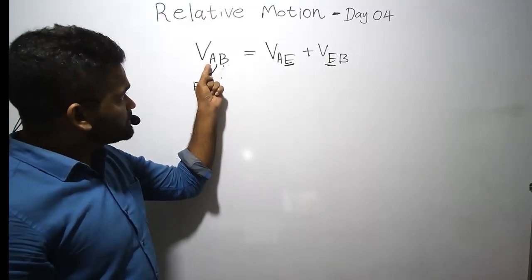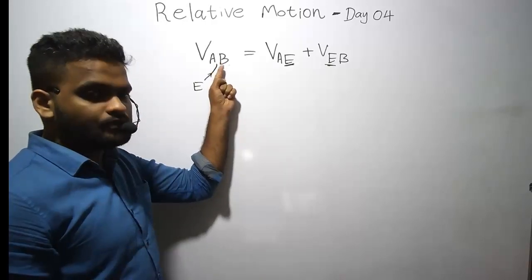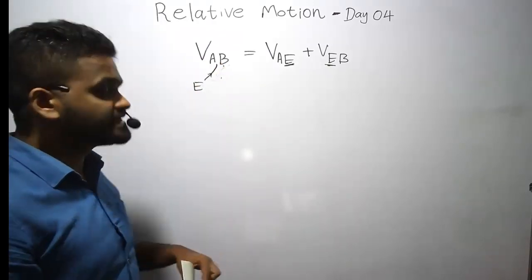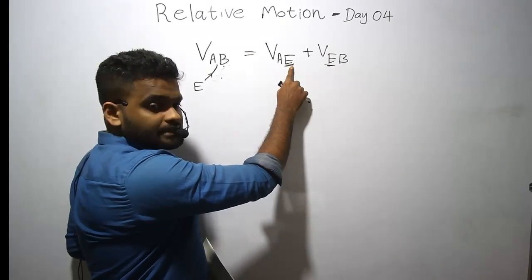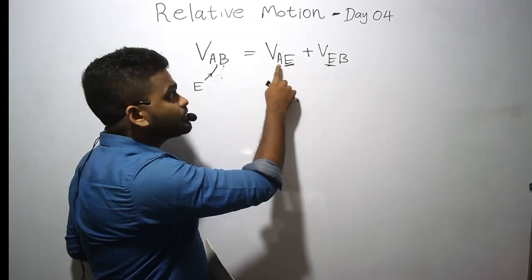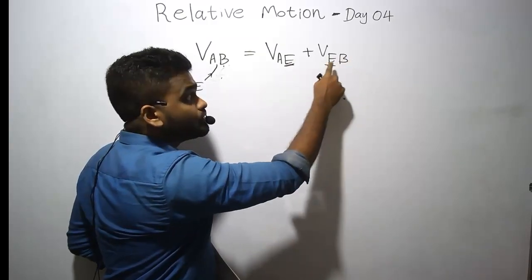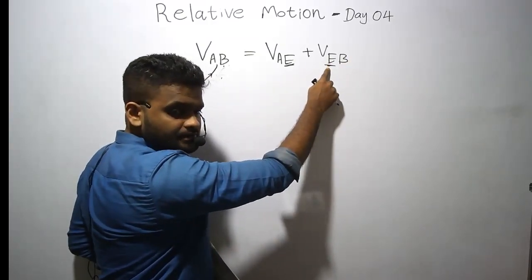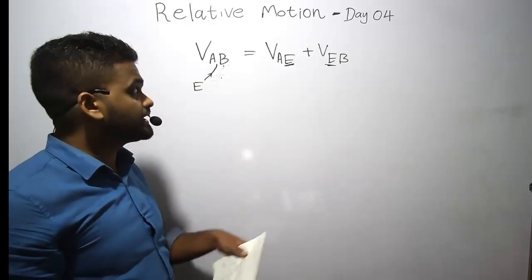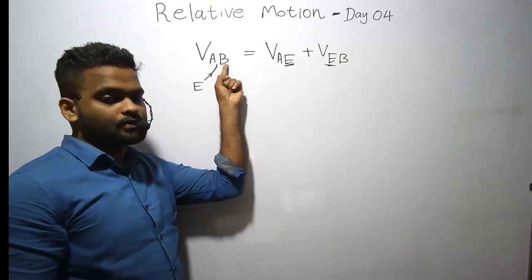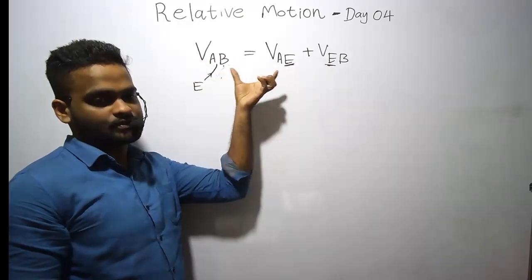Relative to B, velocity of A is equal to relative to Earth, velocity of A, plus, relative to B, velocity of Earth. So that sentence you have to clearly understand, right? Relative to this one, velocity of A. So that's what it means.